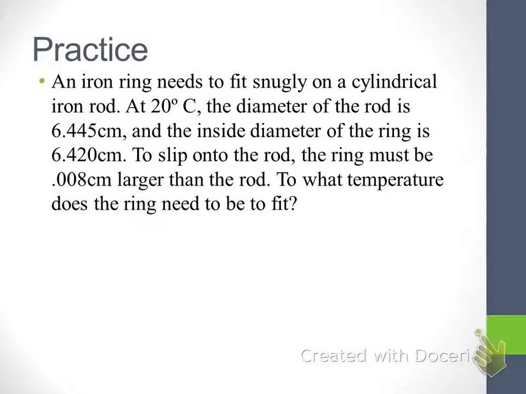What's the component? Is it still the same one? So you try to get the bigger coefficient. The coefficient, yeah. It's an iron ring. So do we envision what's happening here? We have a cylinder that this ring needs to fit over. It gives us the inside diameter of that ring, and it tells us it needs to be 0.008 centimeters larger than the rod, which we have the diameter of as well.